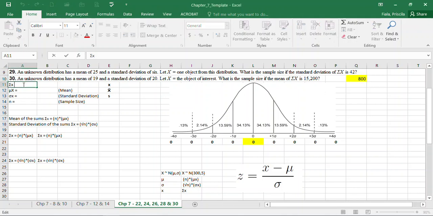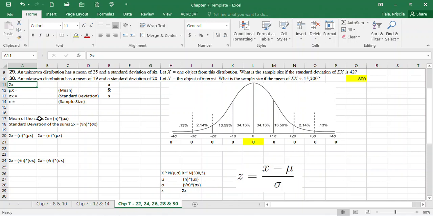Let's remove this equality sign. You have to remember that the sum of the values is the same as your x in this equation, and the mean of the population is equal to the mean, or x bar, of your sample. The standard deviation of the population, or sigma, is equal to the standard deviation of the sample, which is represented by the letter S, and here n is your sample size.